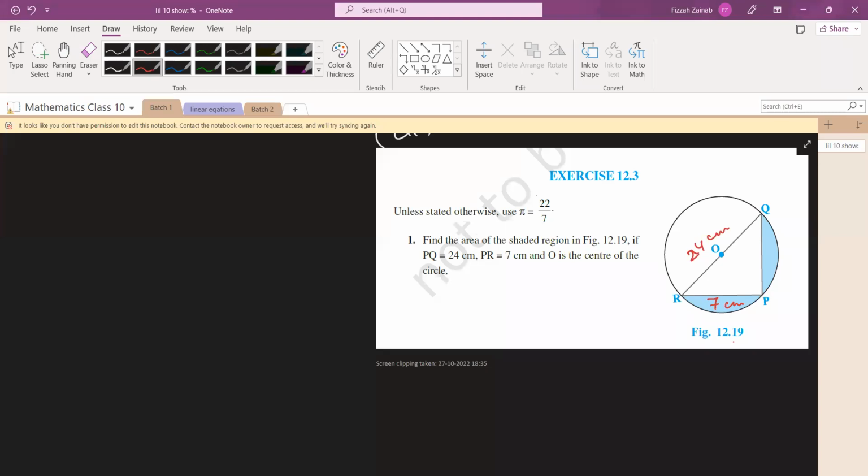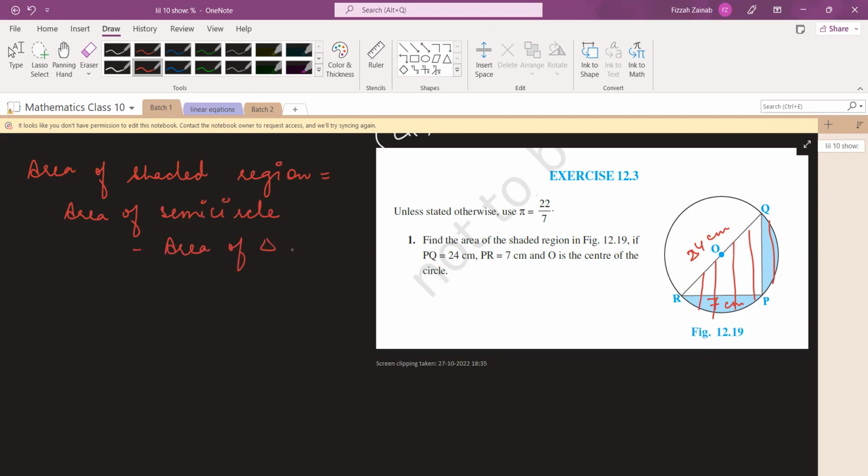So area of shaded region in this will be area of the semicircle, right? If I consider this much semicircle, and then I subtract the area of the triangle, isn't it? So area of shaded region will be equal to area of semicircle, correct? And minus area of triangle PQR. Is that okay?